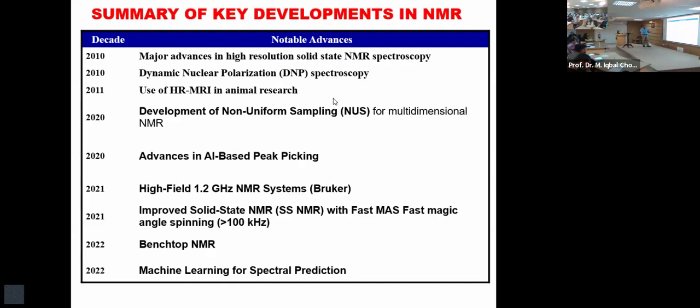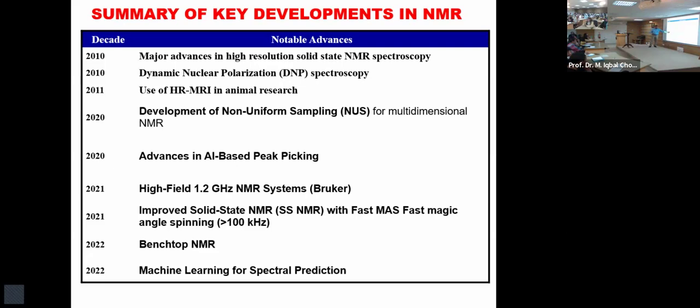Dynamic nuclear polarization, I'll tell you about it, which increases the population difference. High resolution MRI was developed for animal research, as well as non-uniform sampling. Now in the 2020s, people are using AI-based NMR. AI picks signals, refines those signals, relates them to some structural feature, and helps you to develop the structure.